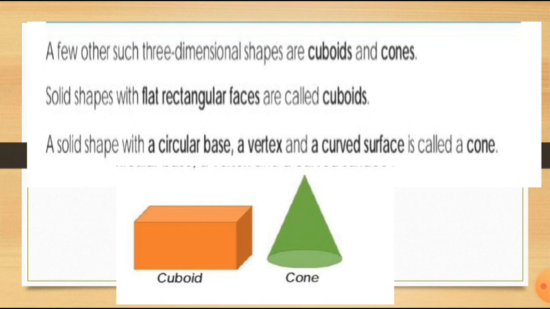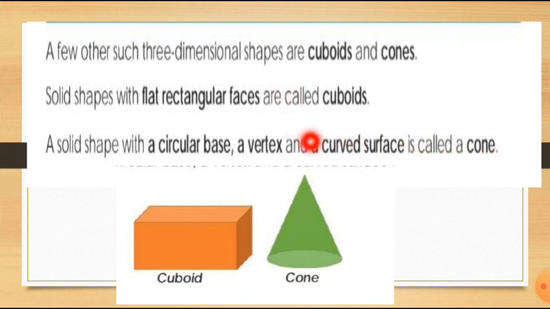Now, my dears, do you know which are the other solid shapes? A few other such three-dimensional shapes are cuboids and cones. Here we are studying about cuboids and cones also. So, solid shapes with flat rectangular faces are called cuboids. Solid shapes with flat rectangular faces are called what? Cuboids. Then, a solid shape with a circular base, then a vertex, and a curved surface is called a what? That is cone. Okay, my dear.